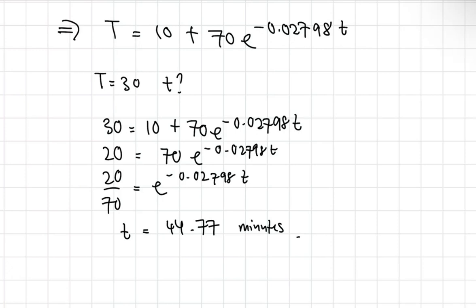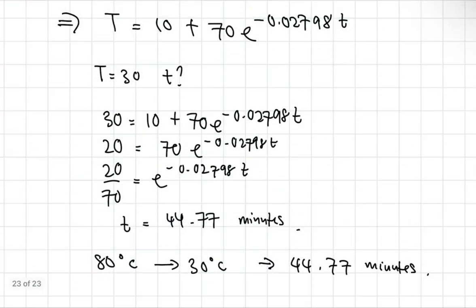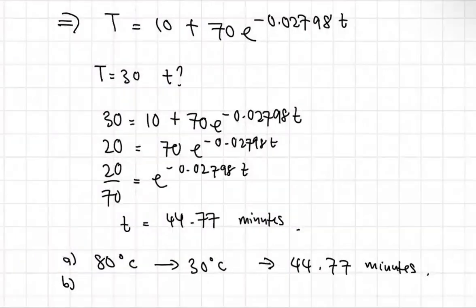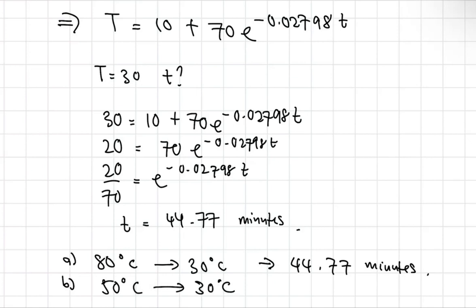So about 44.77 minutes. So to cool down from 80 degree to 30 degree, it takes about 44.77 minutes. So this is for A. For B, from 50 degree to 30 degree.